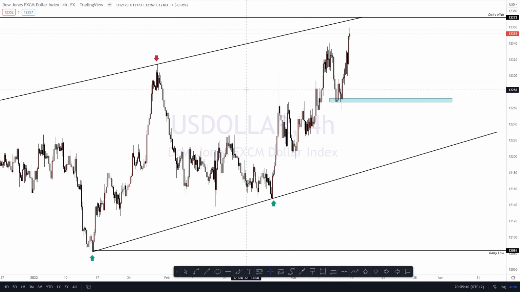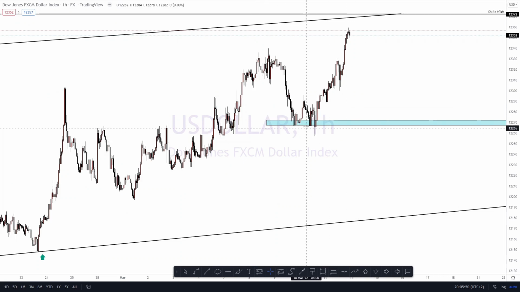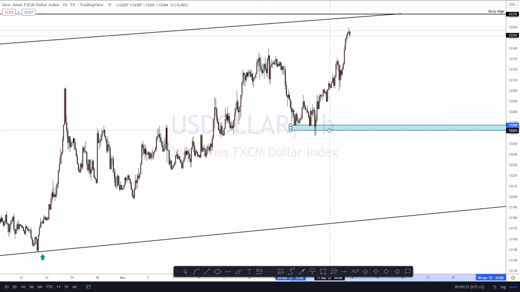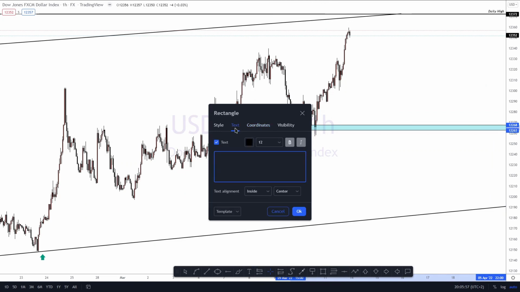So now what we're going to do is move to 1 hour. When you move to 1 hour and fix this level, just also write it inside for each higher low.